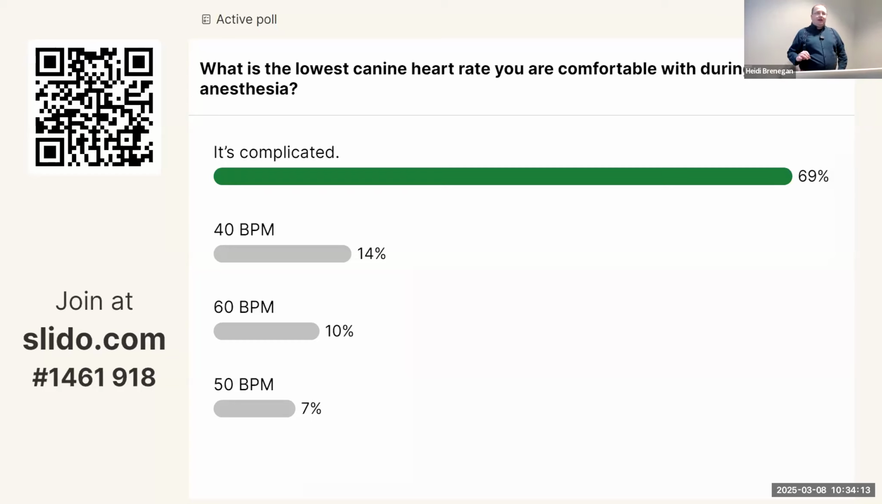However, if you have a super athletic dog and it's under anesthesia, its blood pressure is perfect, and its heart rate is 38, 40, you don't necessarily need to do anything about that. You need to look at the whole picture.